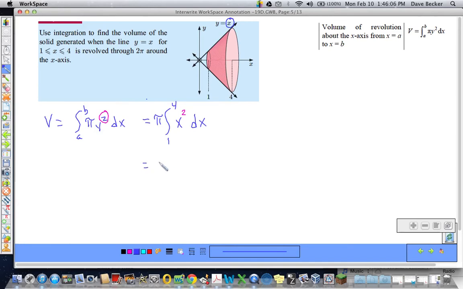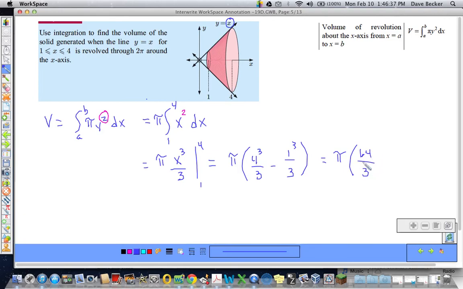Well, this is child's play for you now, I hope. This becomes pi times the integral of x squared, which is x cubed over 3, evaluated from 1 to 4, which is equal to pi, and I'm just going to use parentheses here, multiplied by 4 cubed over 3 minus 1 cubed over 3, which is equal to pi times 64 over 3 minus 1 over 3, which is equal to pi times 63 over 3. 63 over 3 is 21, so the volume is 21 pi units squared. Nope, cubed, that's volume. Units cubed.